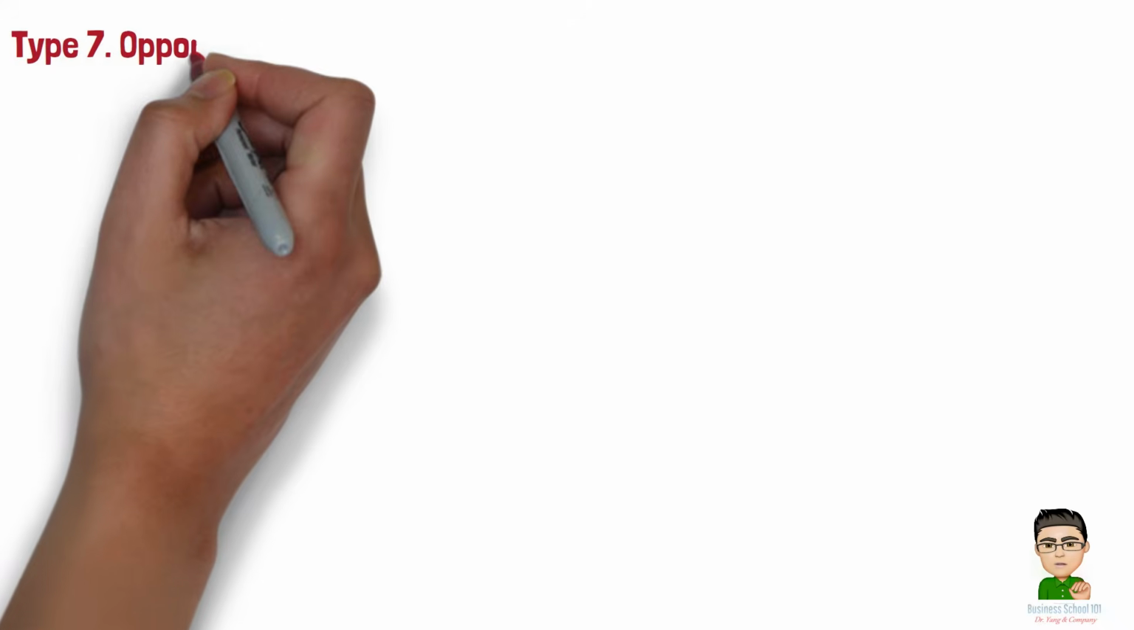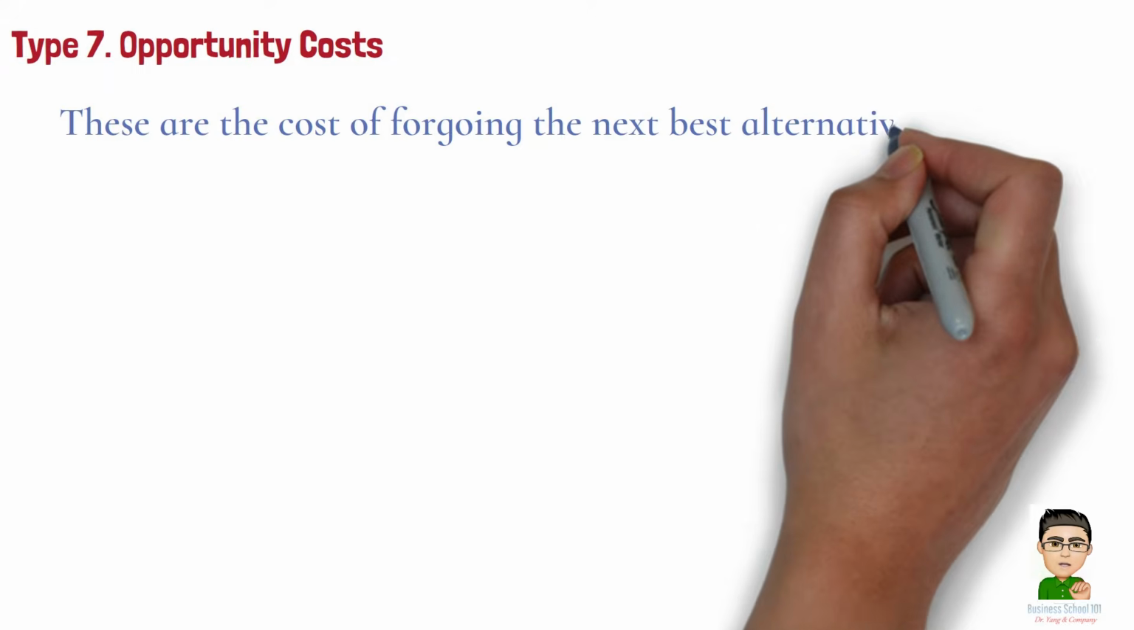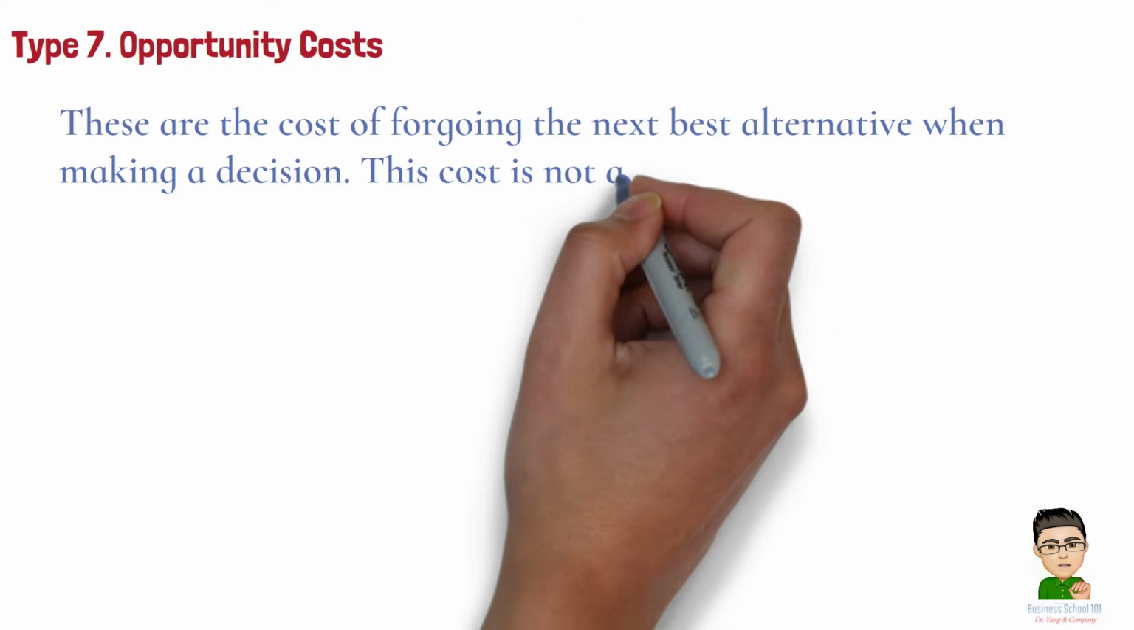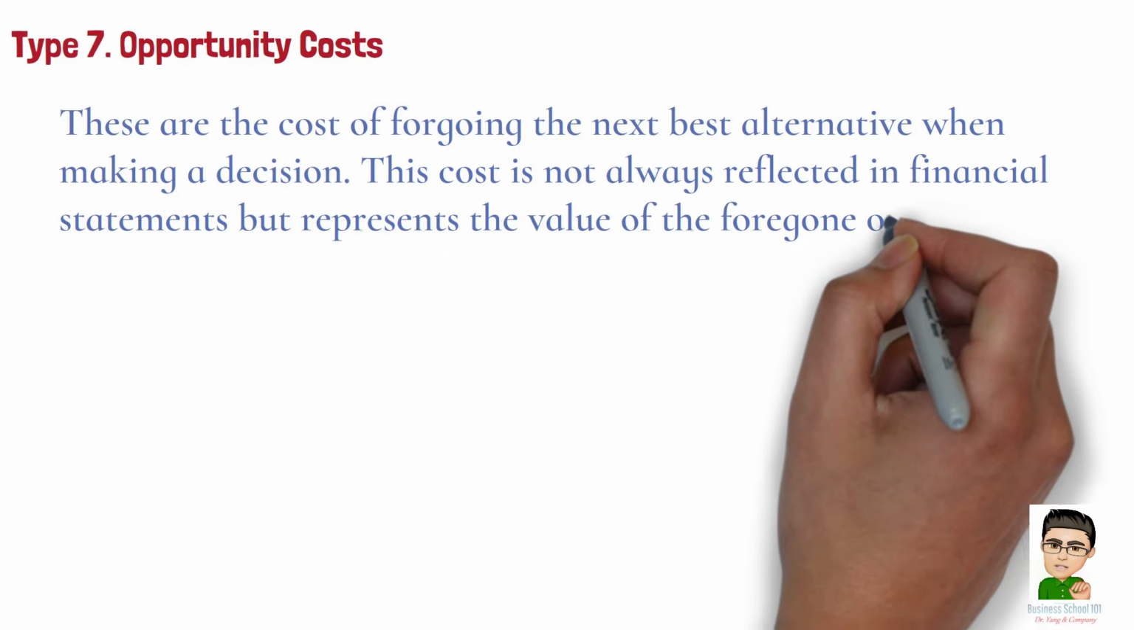Type 7. Opportunity costs. These are the cost of foregoing the next best alternative when making a decision. This cost is not always reflected in financial statements but represents the value of the foregone opportunity.